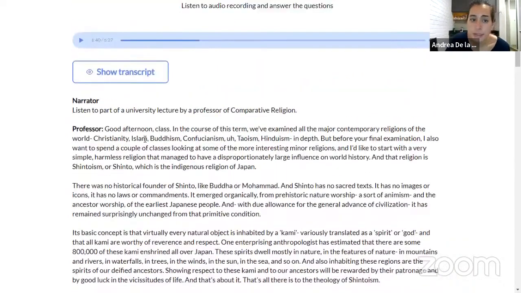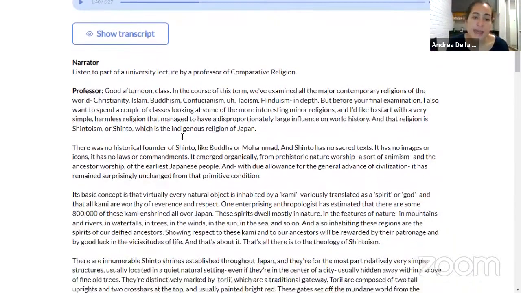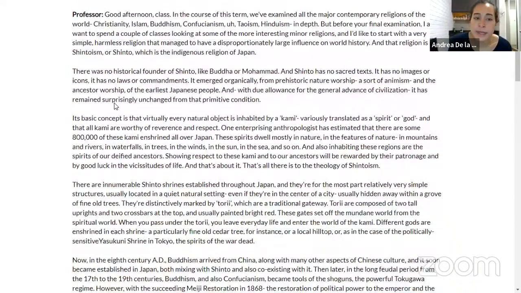Now, you cannot see the transcript. So what you need to be able to do is identify where one idea ends and where another one begins. That is going to be the key to answering well the questions. Why? Because the questions are going to go in order all of the time. And like, for example, they can ask you something about history, right? They can ask you about the origin of Shinto.